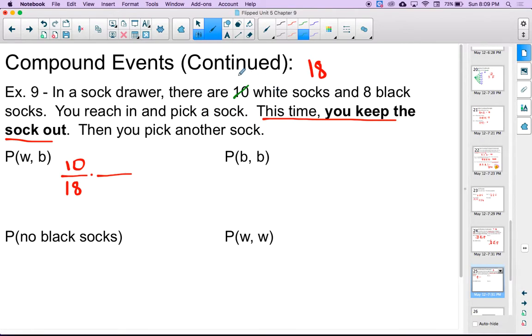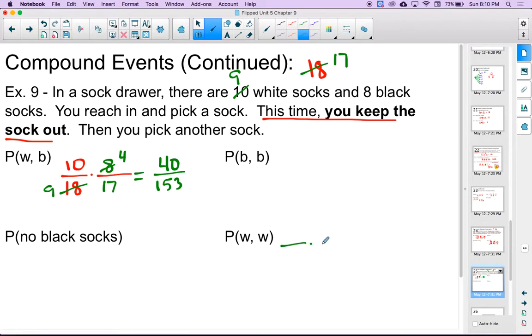There are no longer 10 white socks in that drawer, there are 9. There are no longer 18 socks in all, there are 17. So when I look at my black sock probability, there are 17 socks in all. Of those 17, 8 are black. Okay? Let's do some simplifying. I can divide by 2. That gets me a 4 and a 9. 10 times 4 is 40. 9 times 17 is 153. So that changed my probability here because I kept the sock out.